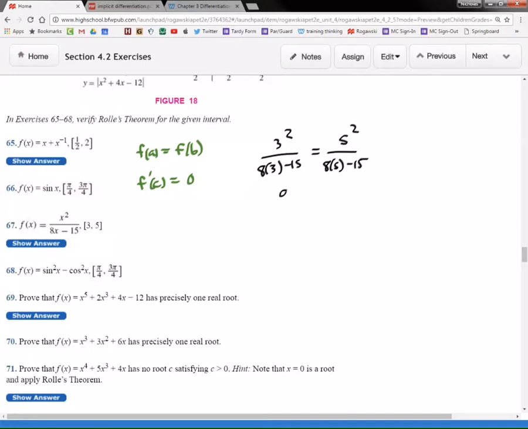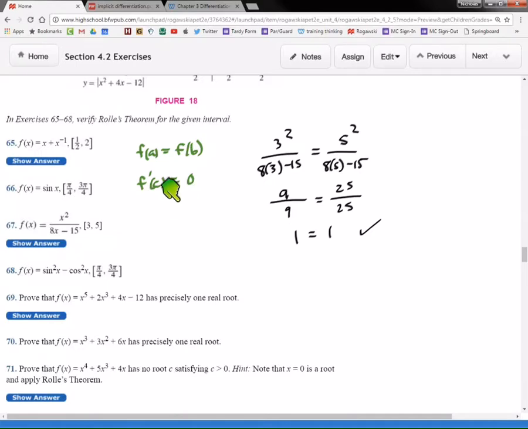All right, so we get 9. Underneath that, we have 24 minus 15. 24 minus 15 is 9, right? Okay, and then we have 25, and then we have 40 minus 15, which is also 25. Oh, okay, so these equal each other. 1 equals 1. All right, so we got that f of a equals f of b.